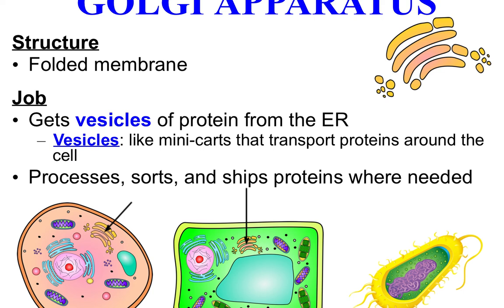Now the Golgi apparatus is this folded membrane. It gets vesicles of proteins from the endoplasmic reticulum, and these vesicles are like little mini shopping carts. They're packages transporting protein around the cell and eventually out of the cell. So items moving through the Golgi apparatus get processed, and then the Golgi sorts and ships proteins where they need to go. The Golgi apparatus is also unique to eukaryotes, like our animal and plant cell here.